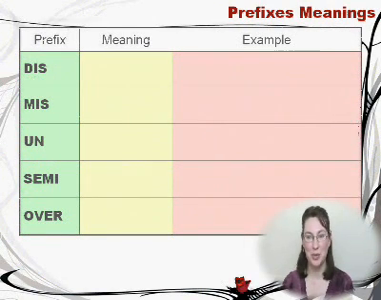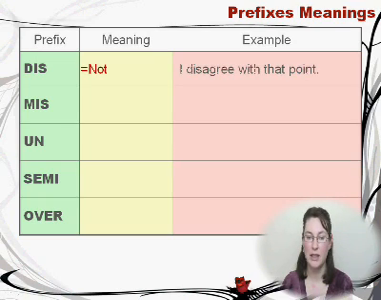We're going to have a look first at prefixes, which you add to the beginning. Here are a list of 5 prefixes. The first one is dis. Now the meaning is always not. Let's have a look at an example. I disagree with the point, which means you do not agree with that point.